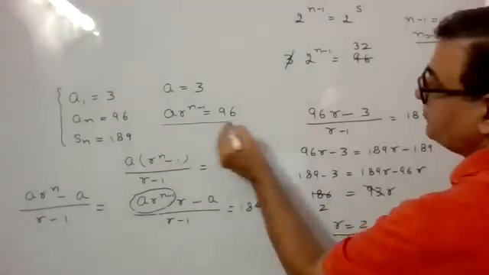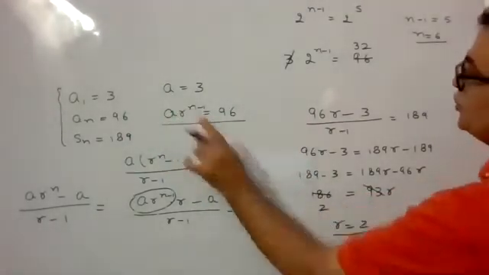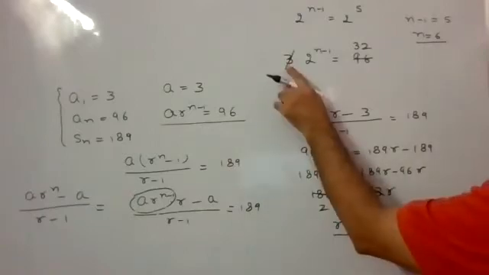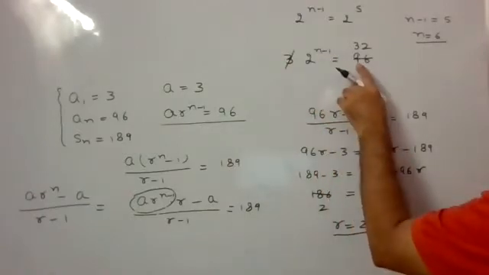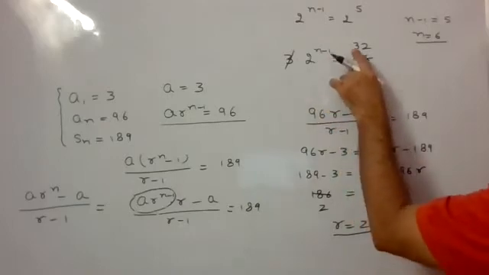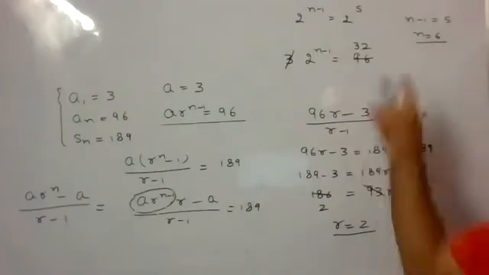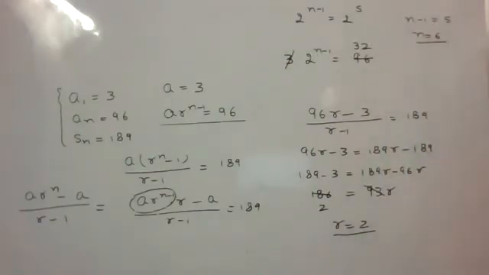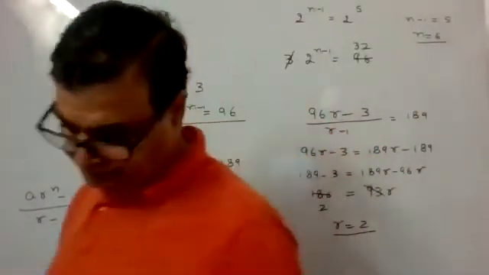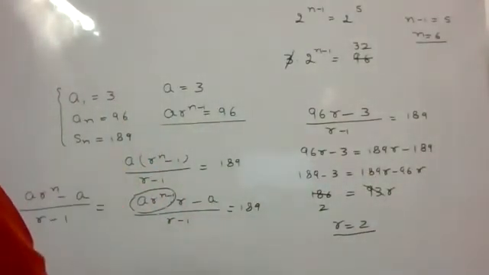Now I'll go on this part again. A value is known 3, R is given 2, so can you get N? Just check here, 3 into 2 power N minus 1 is 96. Or I should say 2 power N minus 1 is 32, also 2 power N minus 1 is 2 power 5. That indicates N minus 1 is 5, so N is coming 6. Next question please.